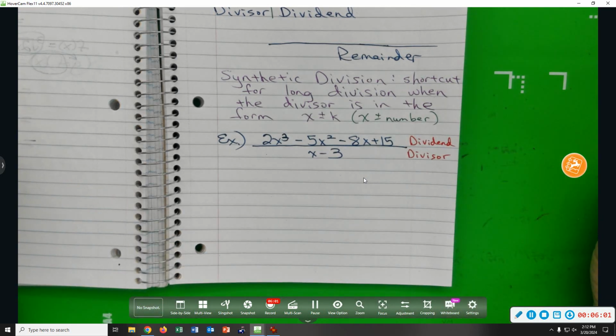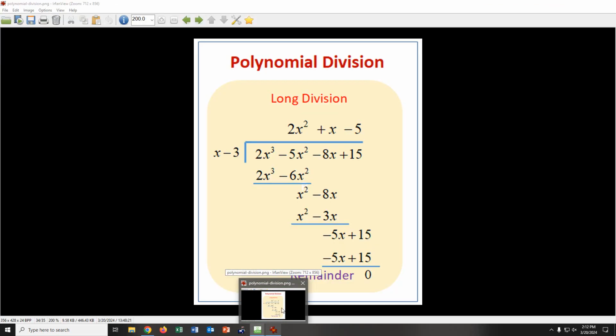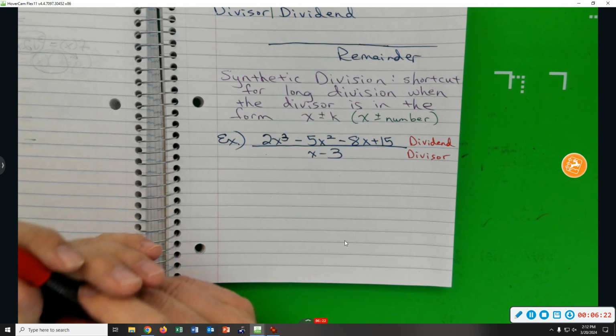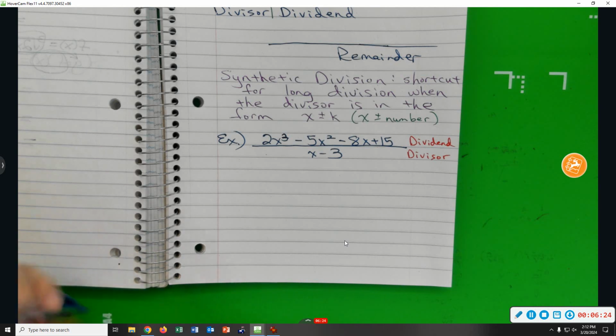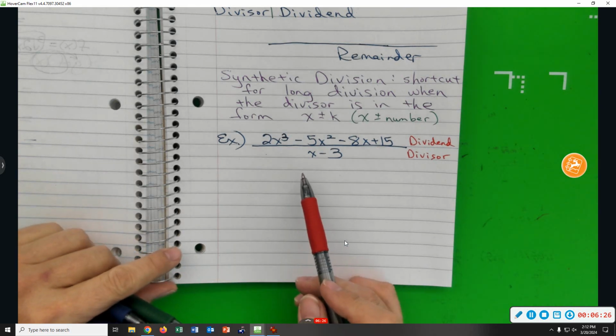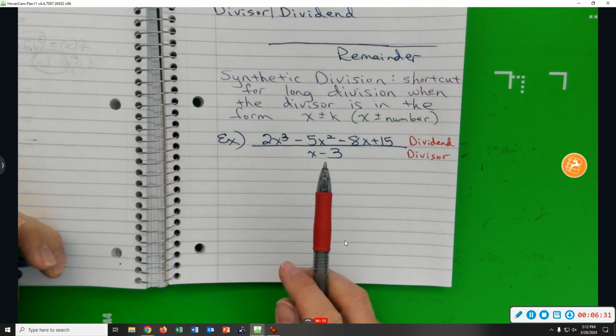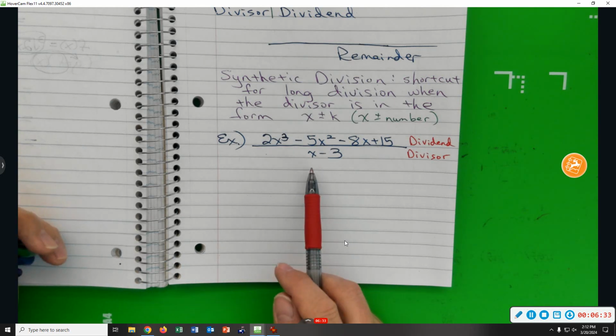If you're using lined paper, polynomial long division might wind up using a whole lot of lines if it's a real long problem, like this one here: 1, 2, 3, 4, 5, 6, counting the remainder, 7 lines. But with synthetic division, it's always 3 lines. It doesn't matter how long the problem is, 3 lines is all it's going to take.